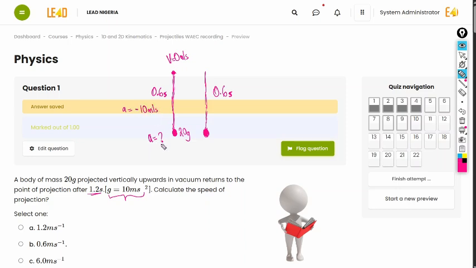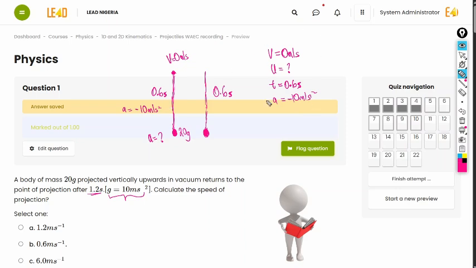Okay, so we can solve for u. Why is your acceleration negative 10? Because gravity is acting downwards. Let me list out all the variables and then see which of our equations of motion can help us. So we have v is 0 meters per second, that's the final velocity. u is unknown. t is 0.6 seconds because we are dealing with just the time to go up. And my acceleration is negative 10 meters per second squared.